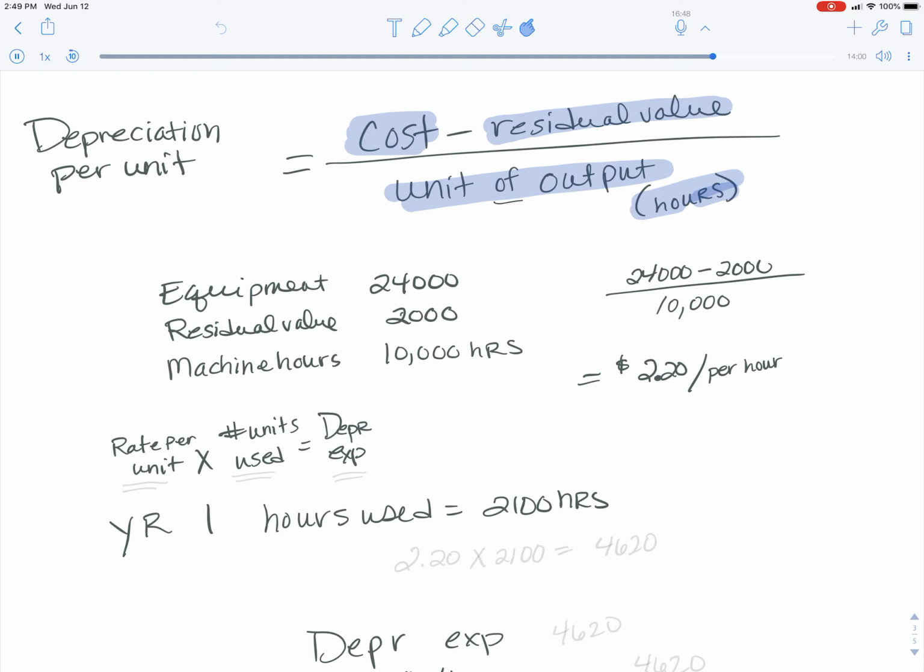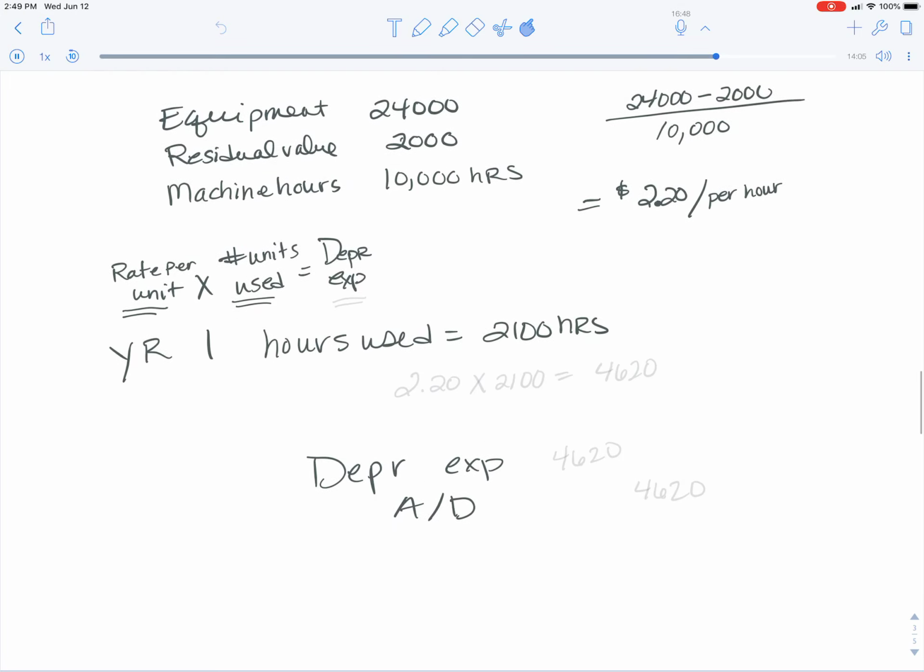So to calculate depreciation, you're going to take that rate per unit that we just calculated times the number of hours that it was used, and that's your depreciation expense. So let's say in year 1, we get down to the end of the year and we see that we've used this asset 2,100 hours. Well, you take $2.20 times 2,100 hours is $4,620. So this is your depreciation expense for year 1, $4,620. Debit depreciation expense, credit accumulated depreciation.